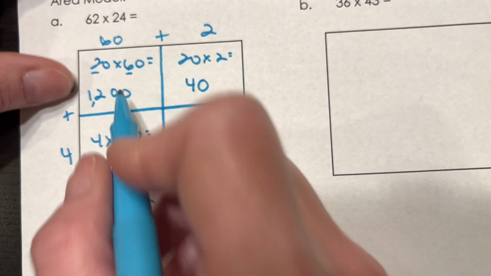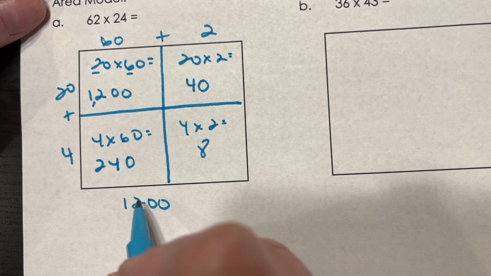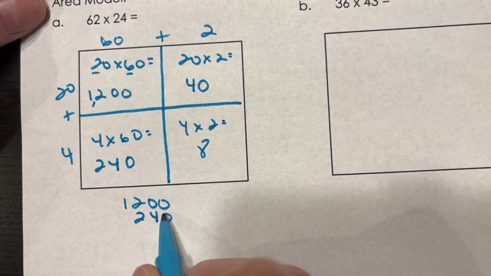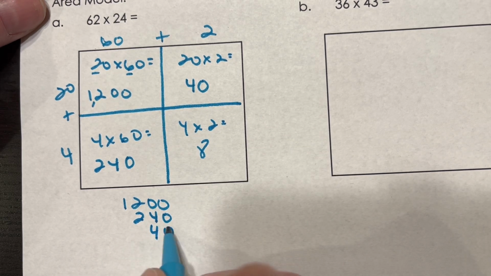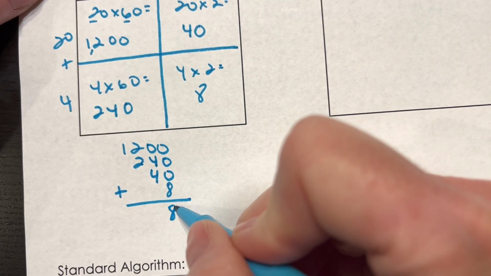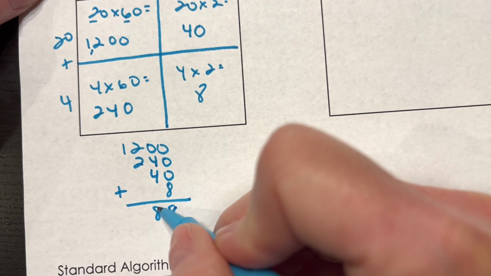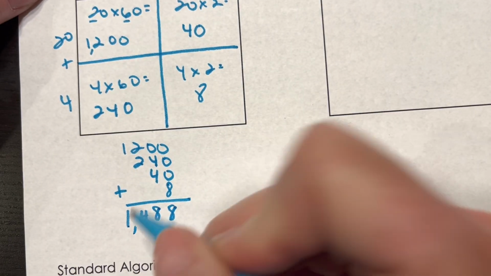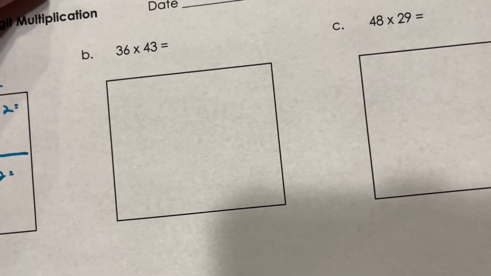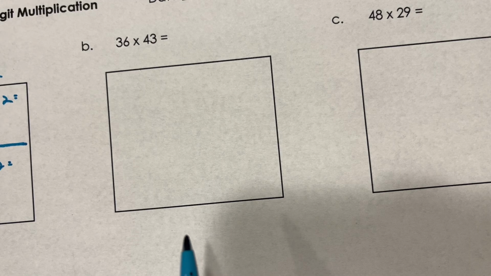I usually just go from the largest number of digits to the smaller number of digits, lining them up. So I have 1200, I have 240, lining up those ones places, a 40, and an 8. And it's our job to add those. So I have a bunch of zeros and an 8. That gives me 8. 2 4s, 8. 2 plus 2 is 4, and then 1 plus nothing is 1. So I have 1,488.